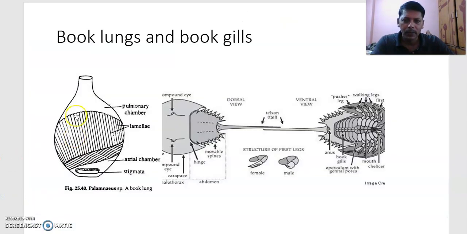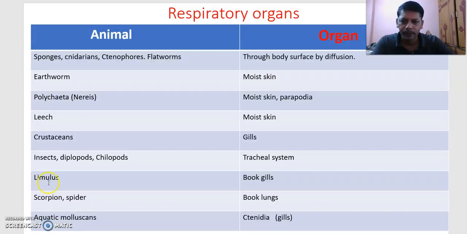You can observe here, these are the book lungs. Book lungs are found in Palamnaeus, that means scorpion. Book gills are found in Limulus, king crab. This Palamnaeus, scorpion, belongs to class Arachnida, phylum Arthropoda.